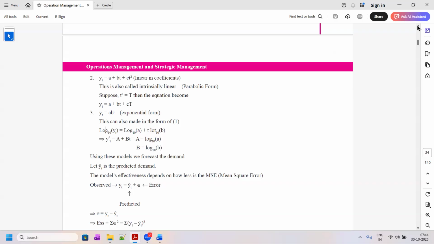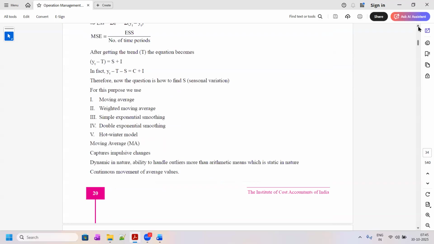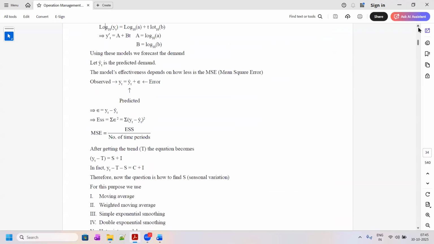Okay, so whenever we are talking about time series analysis, we are trying to forecast the demand by working on different models. Models can be causal or regression models, or it can be time series models. You know that whenever we are trying to predict the demand, it may not be the actual demand, because whenever you study demand forecasting, you are predicting the demand.